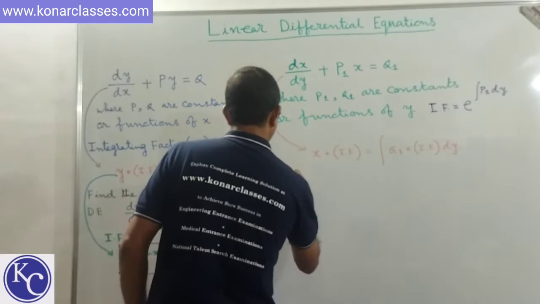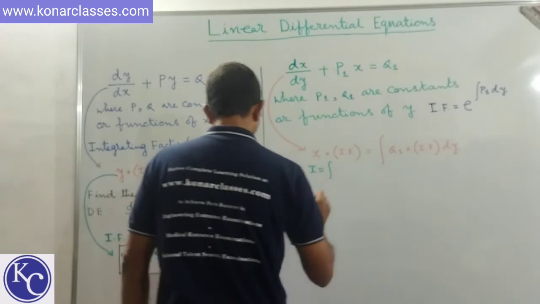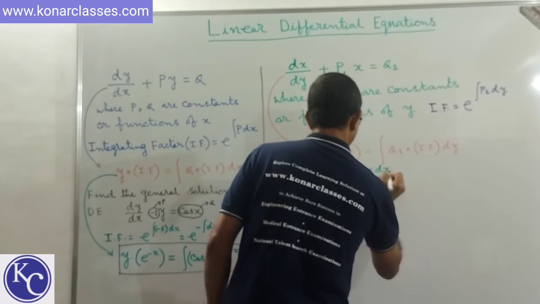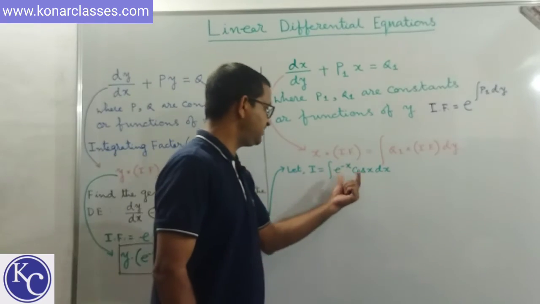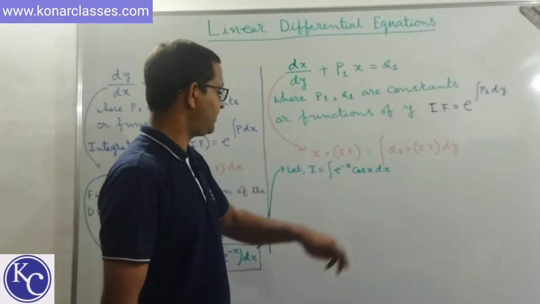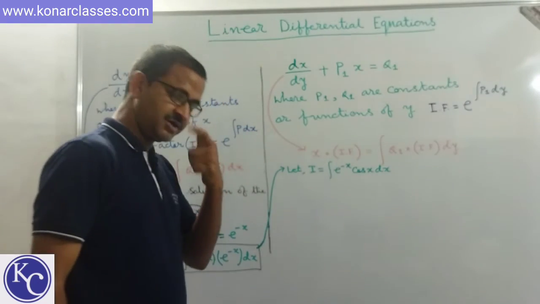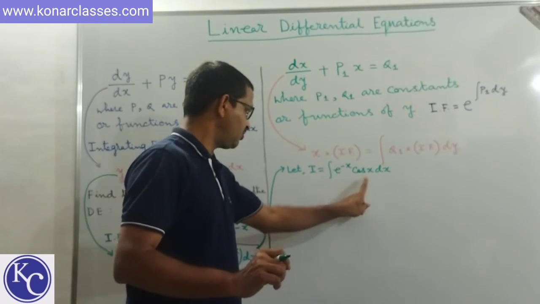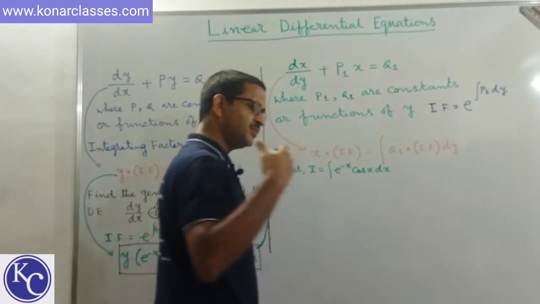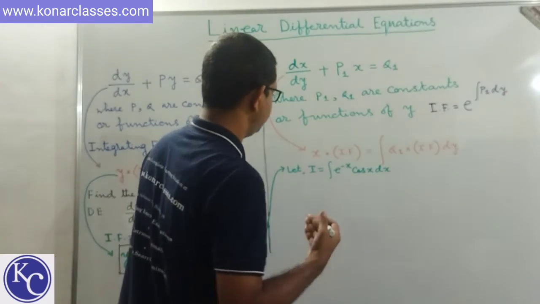Let I equal integration of e power minus x cos x dx, and if you recall, dear students, this is integration by parts. Which one will be the first function? If you apply the ILATE rule, cos x will be the first function, correct? A trigonometric function comes before the exponential function. If you want to know details about integration by parts, you can look into my video lecture on integrations.